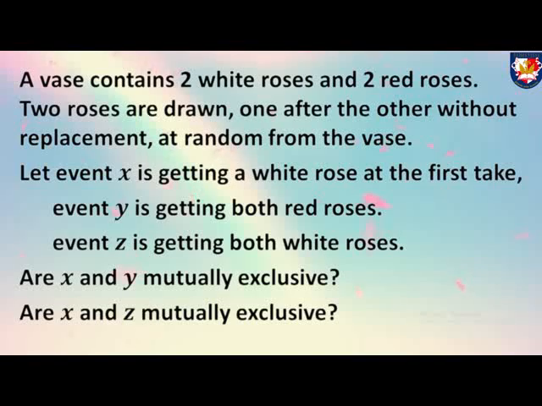A vase contains 2 white roses and 2 red roses. 2 roses are drawn one after the other without replacement at random from the vase. Event X is getting a white rose at the first take. Event Y is getting both red roses. Event Z is both white roses. Are X and Y mutually exclusive? And are X and Z mutually exclusive?